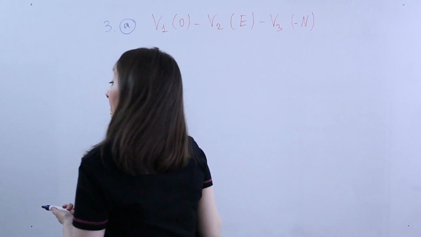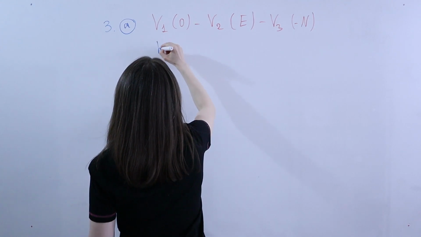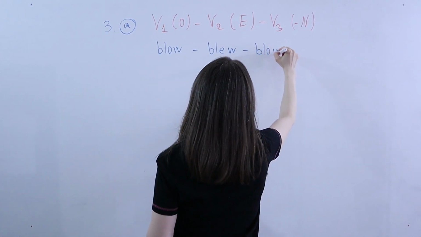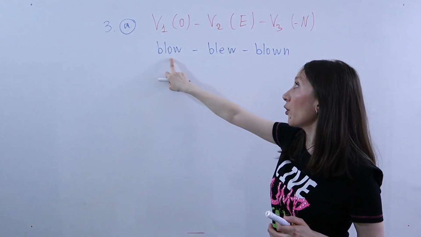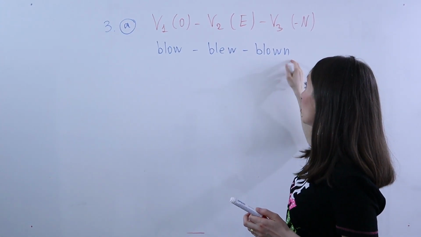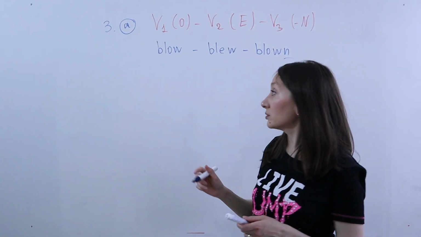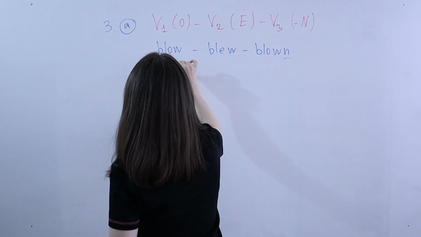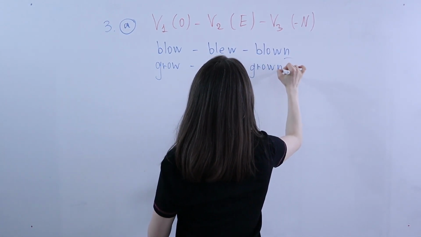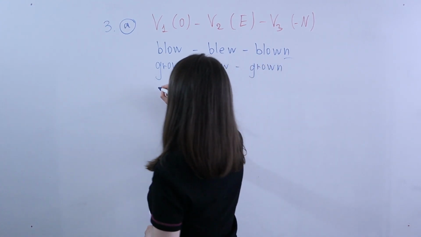For example, blow, blew, blown. Let me write. Blow, blew, blown. You see, the letter O, we changed it into E letter and then blown, the ending N. The next one, grow, grew, grown. Alright, next, know, knew, known.